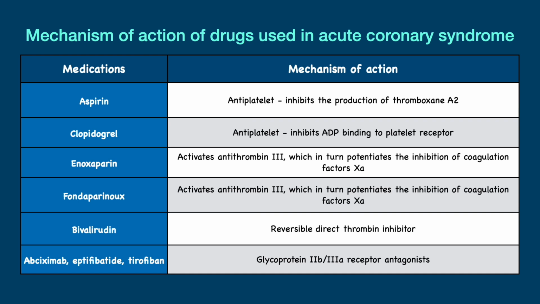This table summarizes the mechanisms of action of drugs commonly used in the management of acute coronary syndrome. Aspirin is a type of antiplatelet that acts by inhibiting the production of thromboxane A2. Clopidogrel is an antiplatelet that works by inhibiting ADP binding to platelet receptor. Enoxaparin and fondaparinux activate antithrombin 3, which in turn potentiates the inhibition of coagulation factor 10A. Bivalirudin is a reversible direct thrombin inhibitor.